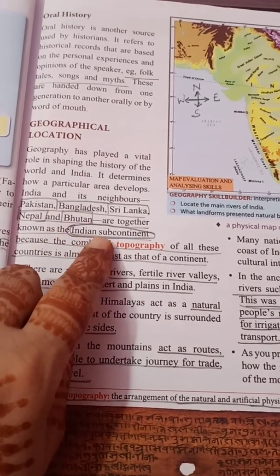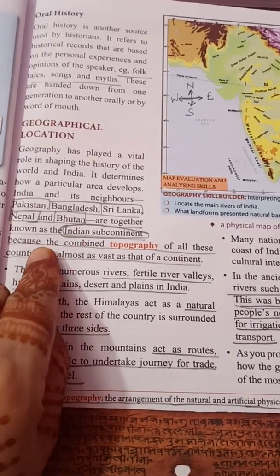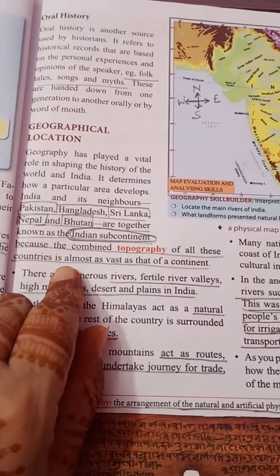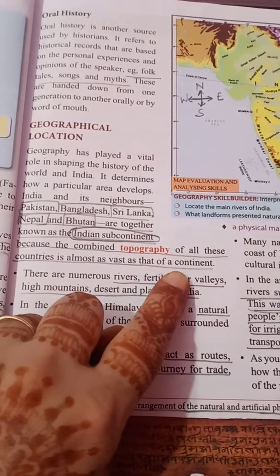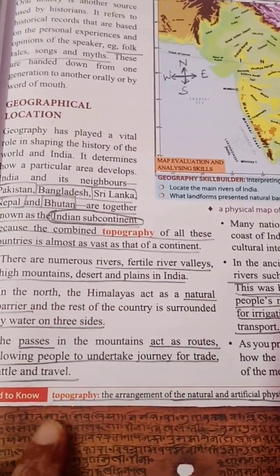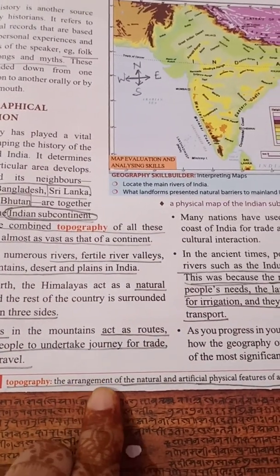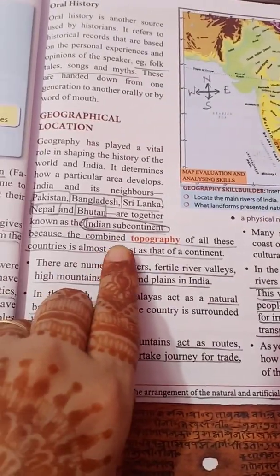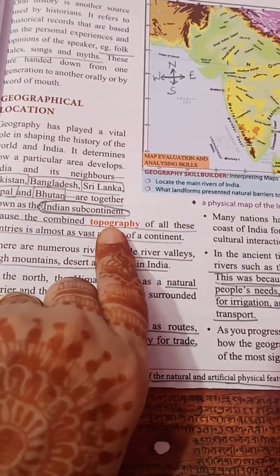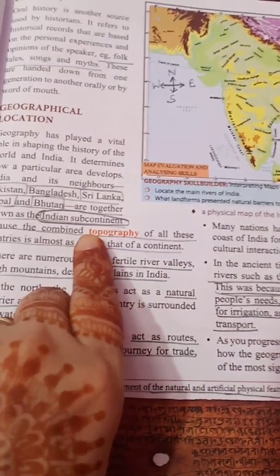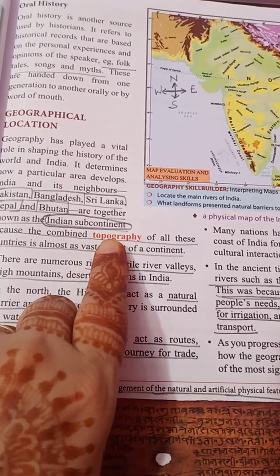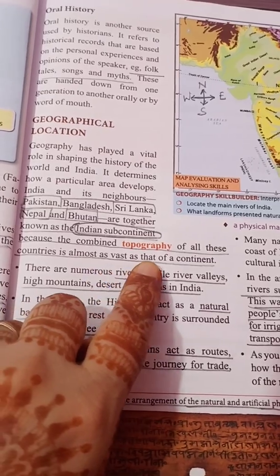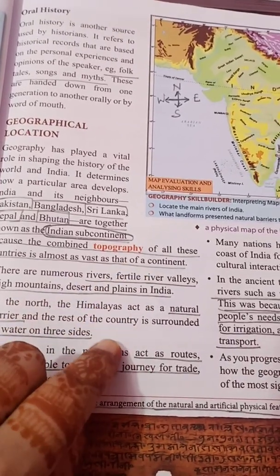These together made the Indian subcontinent because the combined topography of all these countries is almost as vast as that of a continent. What is the meaning of topography? We can see here. Topography, the arrangement of the natural and artificial physical features of an area. So all these countries together constitute the Indian subcontinent, as the combined topography of all these countries is almost as vast as that of a continent.